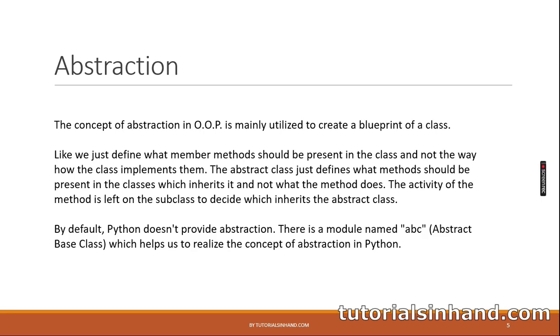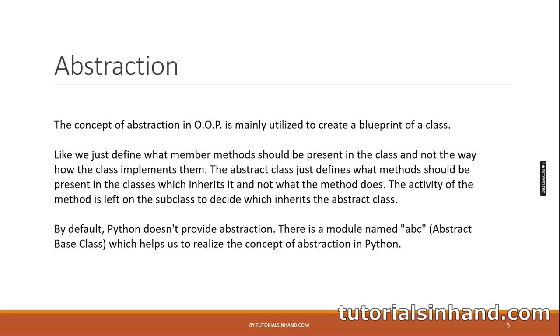So what is the meaning of this statement? Basically, abstract classes are those classes which define what member methods and member variables will be present, but do not state how those methods are going to behave. The behavior, or you can say the implementation, is left to the subclass to dictate. By default, Python does not provide abstraction. There is a module named ABC, Abstract Base Class, which helps us realize the concept of abstraction in Python. There is one benefit if you have some knowledge of the Java programming language: these 4 pillars of object-oriented programming are valid in Java as well.